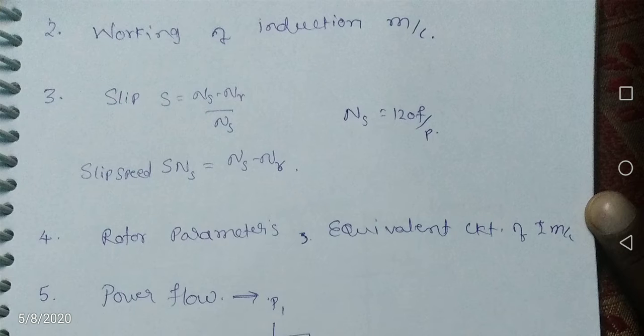Once the rotating magnetic field rotates in the air gap, it cuts the rotor bars and EMF is induced in the rotor bars. If the rotor bars are short circuited, then current is produced. Because of the current in the rotor bars, the rotor bars are now current carrying conductors.